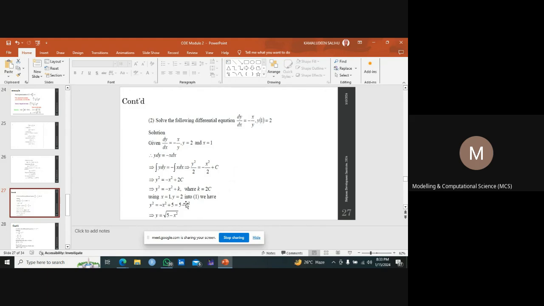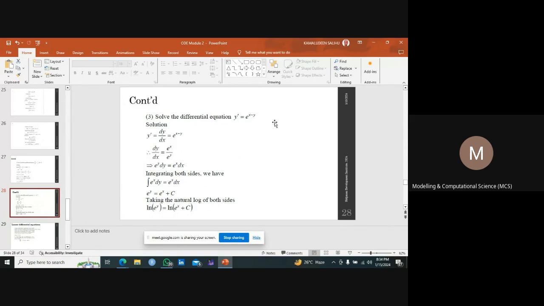So it's just very simple. Just substitute x to be 1 and substitute y to be 2 into this equation: y squared equals minus x squared plus 2c. Or you use the upper one, y squared over 2 equals x squared over 2 plus c, whichever you use. So you arrive at this very solution.